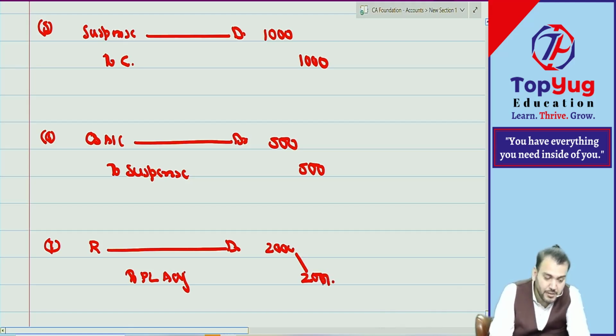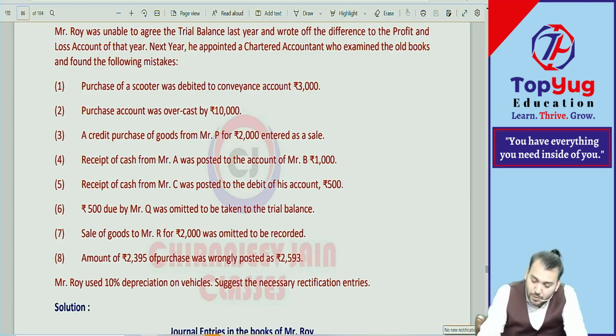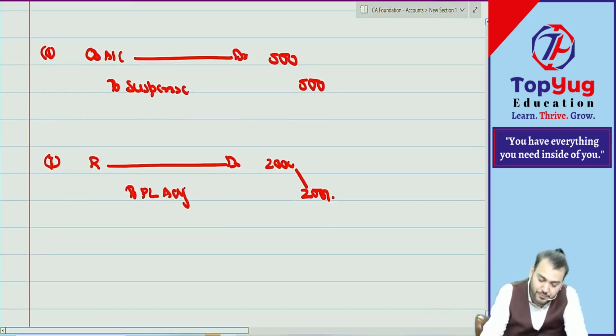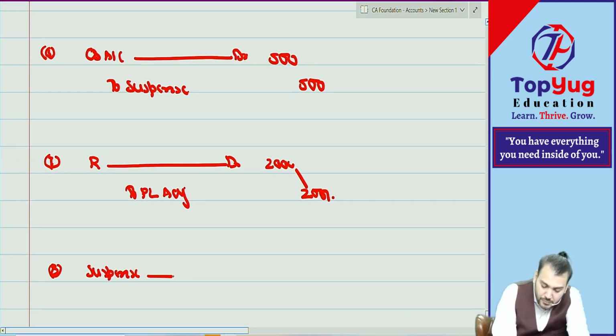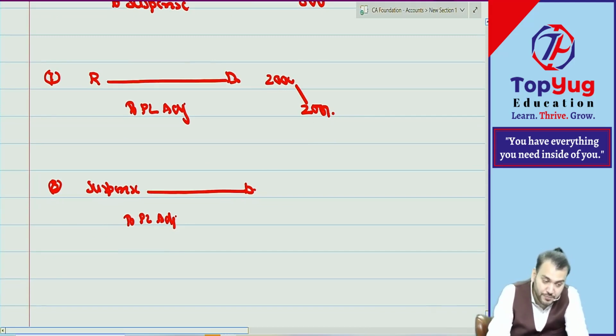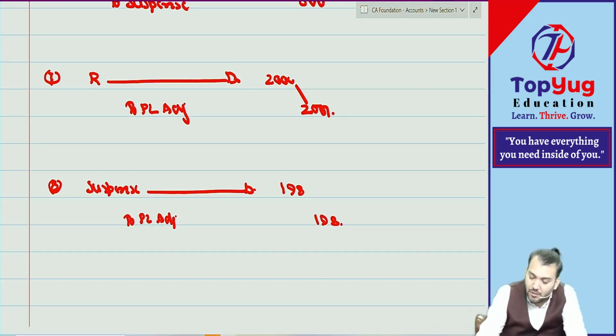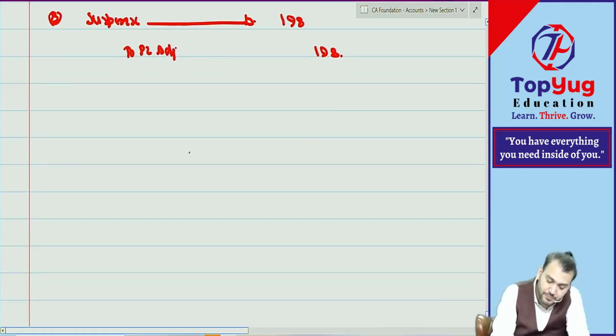This also. Then what? Amount of 2395 of purchase was wrongly posted as 2593. So amount of 2395 means you have recorded more in purchase account. You need to decrease purchase account. So what journal entry you'll do? Suspense account debit to what? To PL adjustment. To PL adjustment by what amount? How much? 198. Understood.